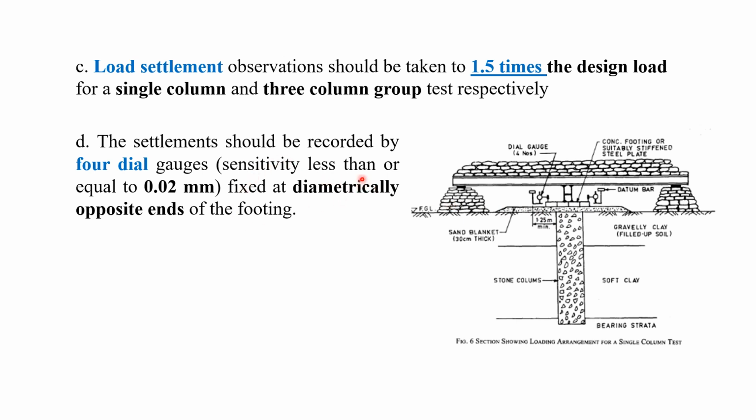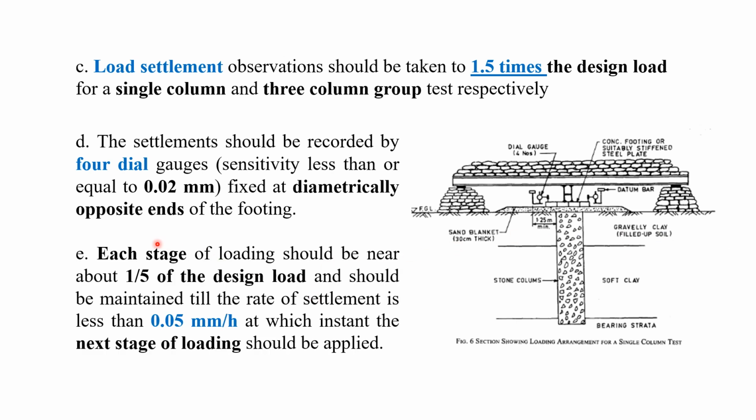And the dial gauge sensitivity should be less than or equal to 0.02 millimeter, fixed at diametrically opposite ends of the footing. Next we can see each stage of loading should be near about 1 by 5 times of the design load and should be maintained till the rate of settlement is less than 0.05 millimeter per hour, at which instant the next stage of loading should be applied.